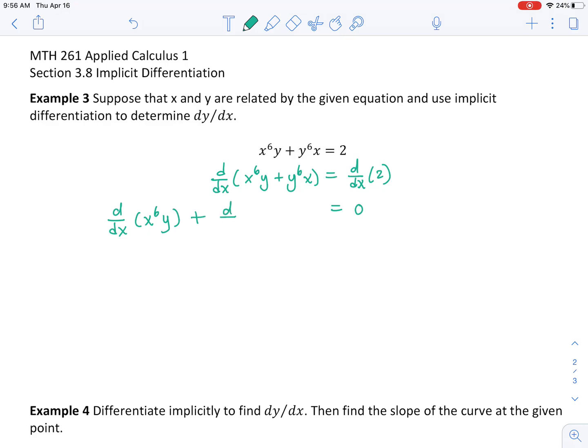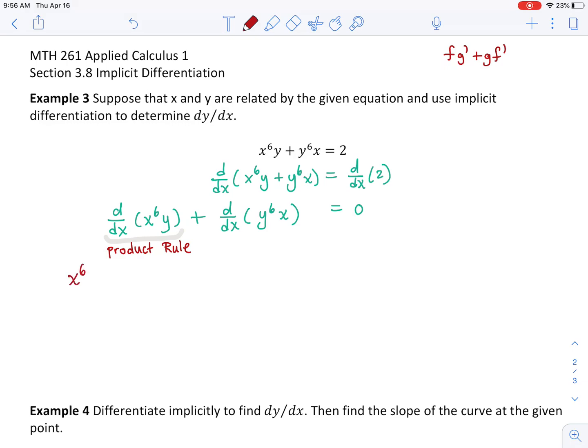Now, the left side, we're going to first find the derivative of x to the 6th times y, plus we're going to find the derivative of y to the 6th power times x. Okay? So I'll do these two separately. First, let me work on this one using the product rule. Okay. You see, we're using the product rule, so I'm just going to go ahead and write this down up here. fg prime plus gf prime.